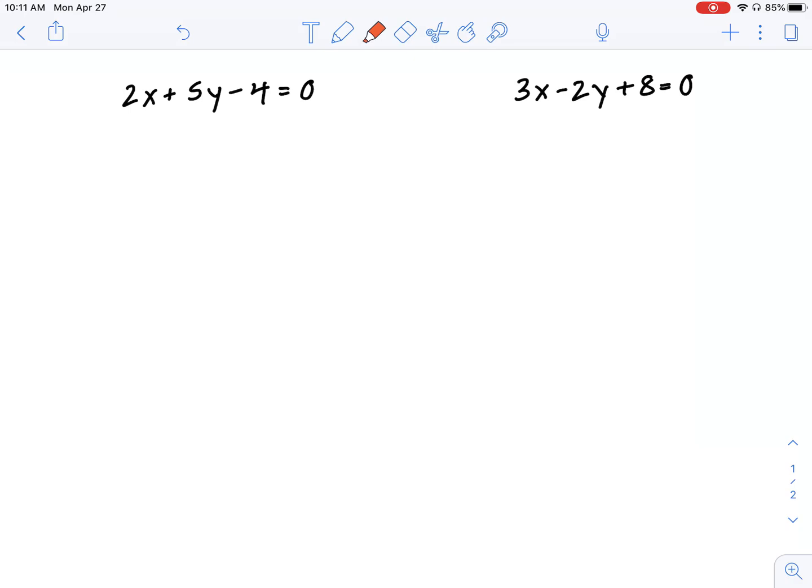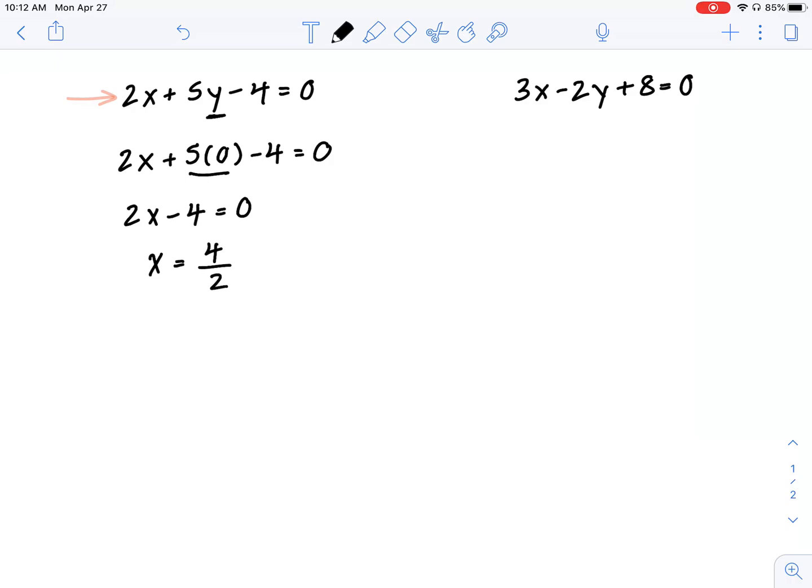For our first line, we know that x-intercepts occur only when y equals 0. So let's replace y with 0 and solve for x. 5 times 0 is 0, so we're left with 2x - 4 = 0. Isolating for x gives us x = 4/2, which is x = 2. So our x-intercept here is (2, 0).